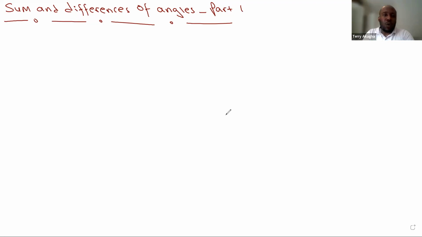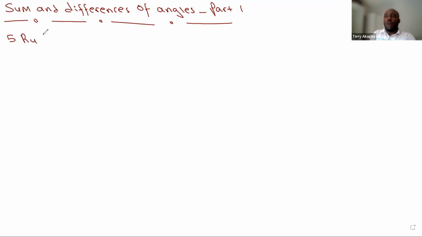So please make sure you've watched the previous video in this series, because the previous video is going to be the bedrock or the foundation for this, okay? So I'm going to just dive straight into it. So now, how do you find sum and differences of angles? There are 5 rules to keep in mind, okay?